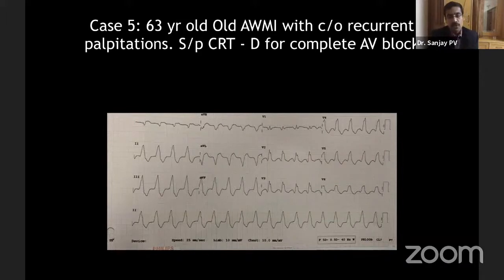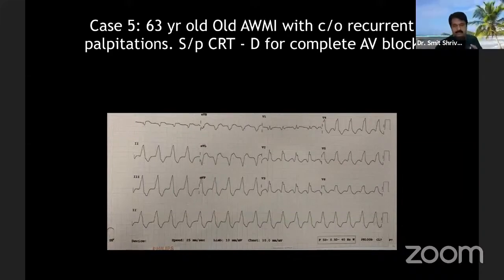Now a different kind of patient: a 63-year-old with a history of an anterior MI, with complaints of recurrent palpitation. He has a CRT-D, which was put in for a complete AV block. So, anterior MI, palpitation, and his AV conduction is knocked off. It's a complete AV block. He comes with this rhythm and he doesn't receive any shock, though it's a CRT-D. This is the ECG he comes with.